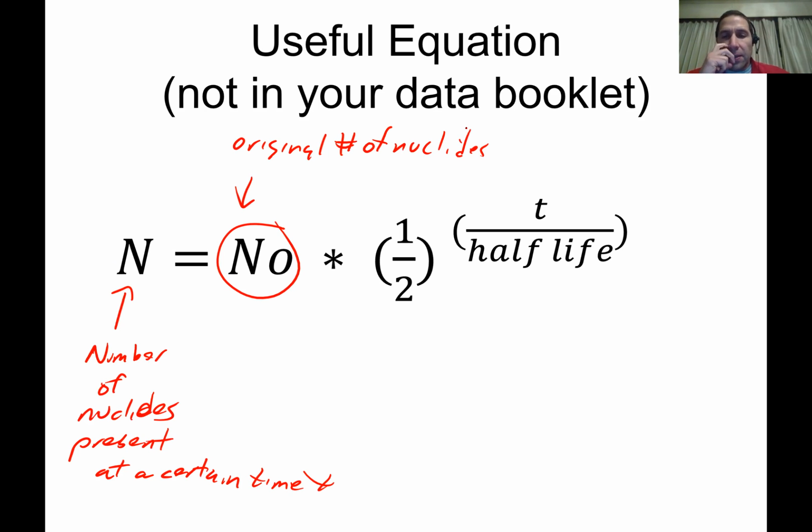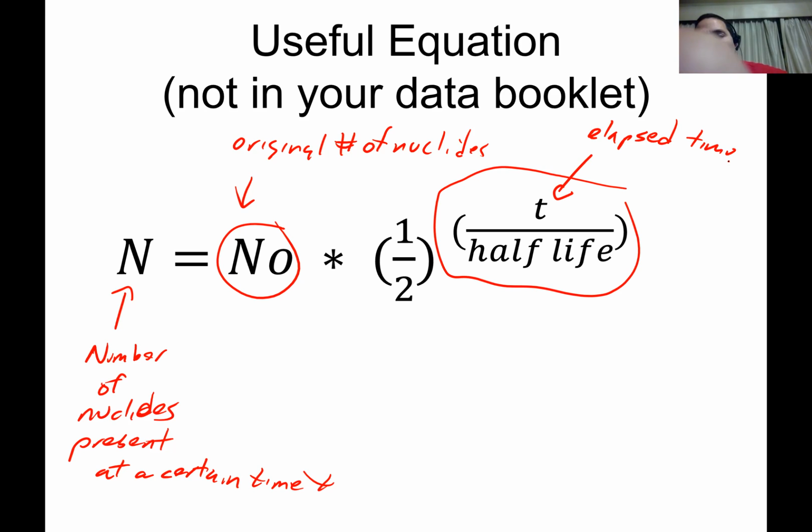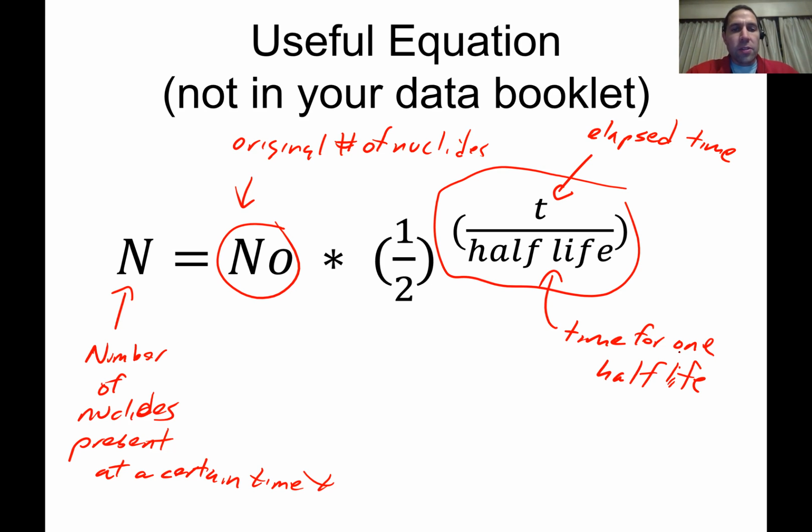Notice we have the 1/2 there, and then the 1/2 is raised to this exponent, and this exponent is really key. On the top here, you have the elapsed time, the problem that you're talking about. And on the bottom here you have the time for one half-life. Okay, and we'll see if we can apply this in the future. Again, this is not in your data booklet, but I have found in the past that students find this equation quite useful to keep in their mind.